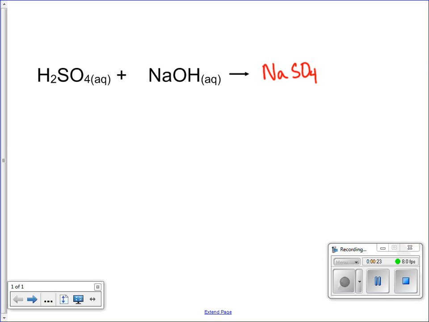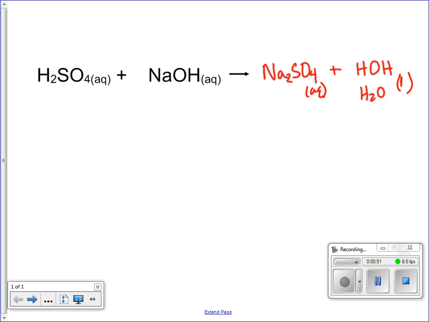Sodium's a +1, sulfate is a -2, so we need two sodiums in that compound. Hydrogen is going to be paired up with a hydroxide ion. I write it as HOH just so you can see where those two pieces are coming from, the H from the acid and the OH from the base. But it is the exact same thing as water, so you can also write it as water. Water is always going to be a liquid, so there's my L for it. And looking at our solubility rules, sodium sulfate is aqueous.